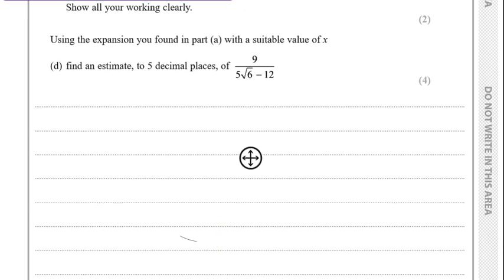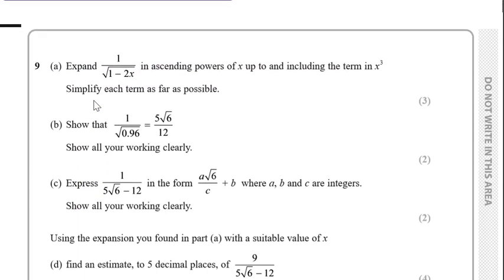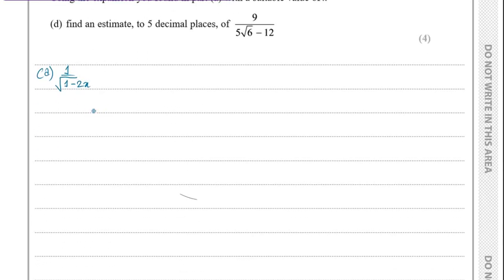So for part A, we have been given an expression: 1 by root over 1 minus 2x. We are asked to expand this. This can be written in another form as well. This is a square root, and 1 minus 2x is to the power 1, so we can write it like this.